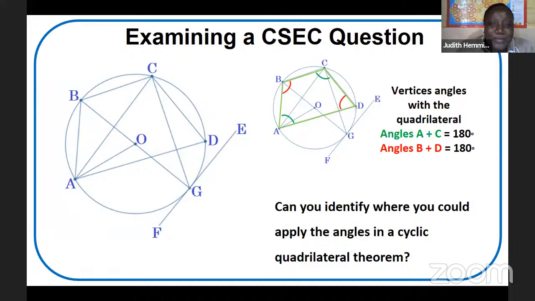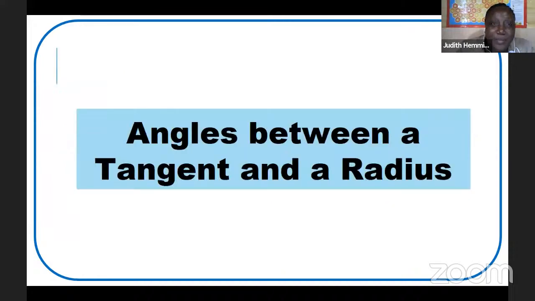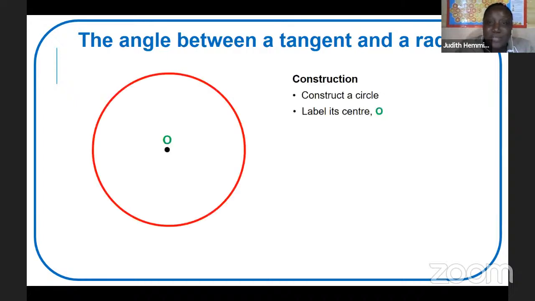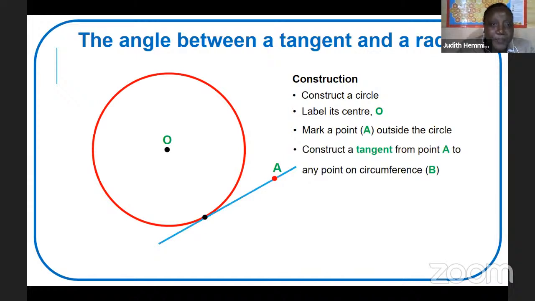All right, so we are just going to be moving forward, and we are going to now be looking at angles between a tangent and a radius. We're going to be doing the construction as you would have observed from an earlier example. So we're going to construct a circle and label it center O. Then we're going to mark a point outside that circle, A. We're going to construct a tangent, and a tangent should only touch the circumference at one point, not two, not three, just a single point.